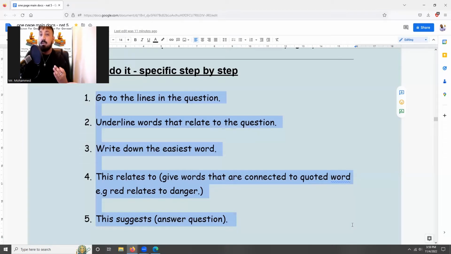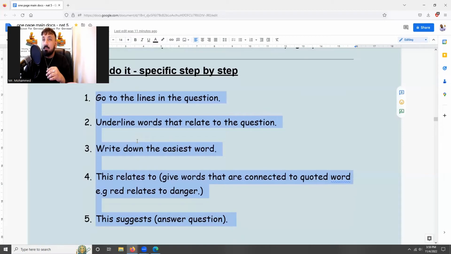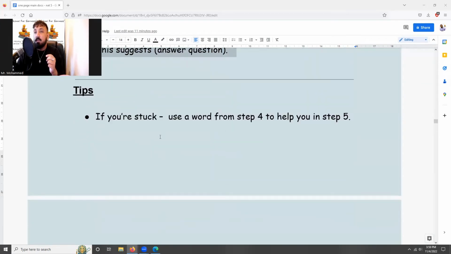So go ahead, write these steps down. That's the next thing. Give yourself options, pick the easiest one, and then you give the connotations of the word, and then you do the "this suggests". Now again, I'm going to show you how to do this in a second. Just write these down, and then we will move on.